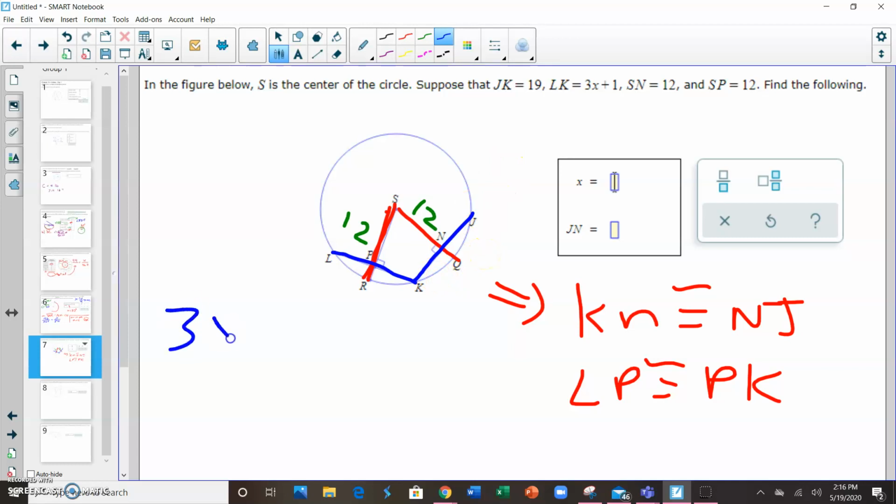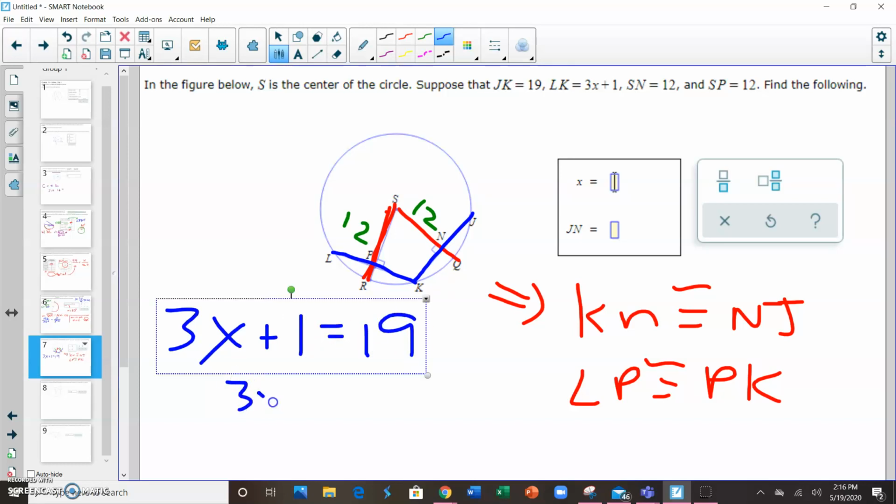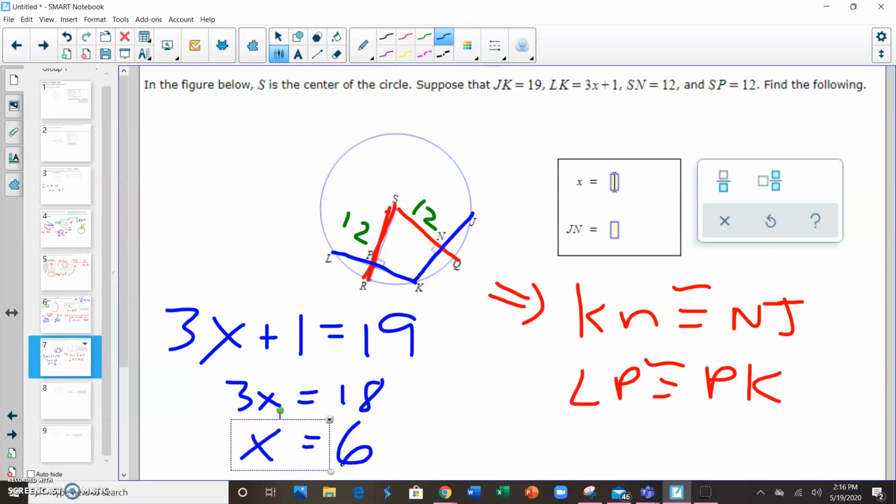Therefore, I know that 3x plus 1 is equal to JK, which is 19. So 3x is going to be equal to 18, so x is going to be equal to 6. And they also want to know the length of JN. Well, if JK is 19, then JN is going to be half of that. So it's going to be 19 divided by 2, or 9.5.